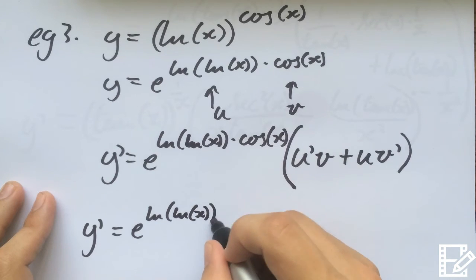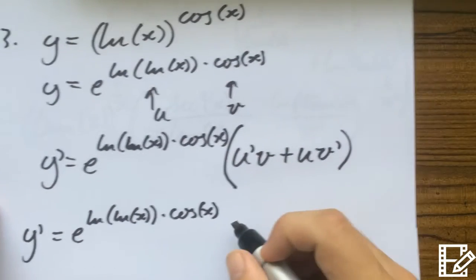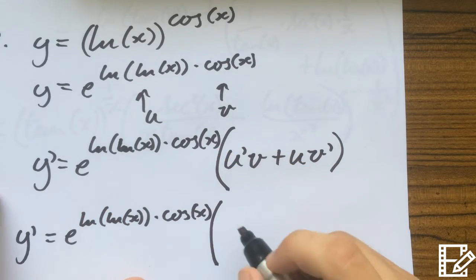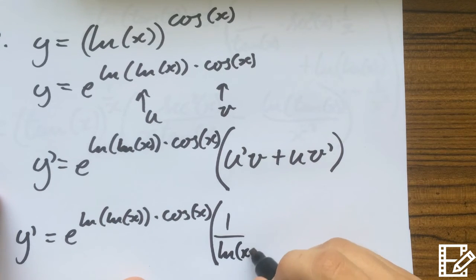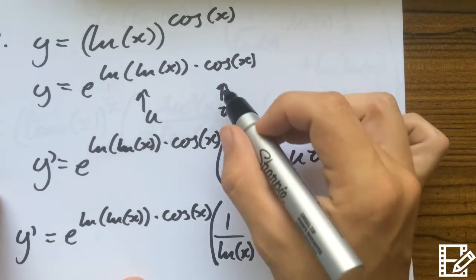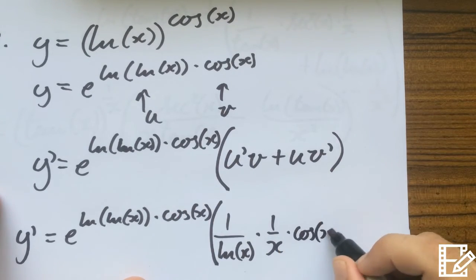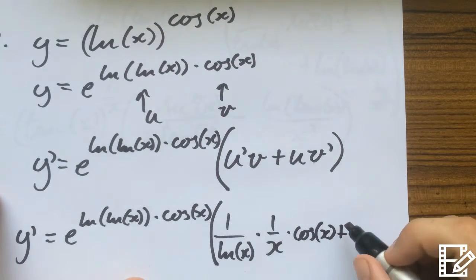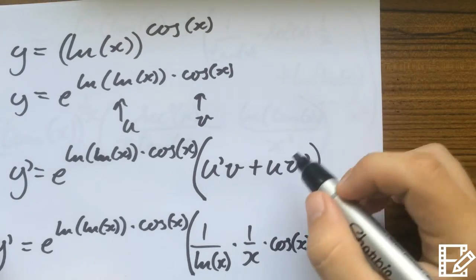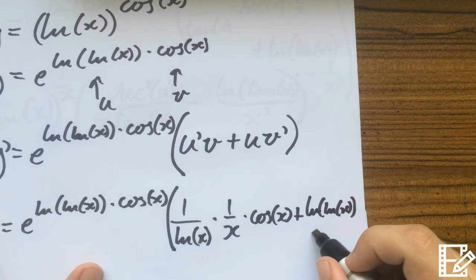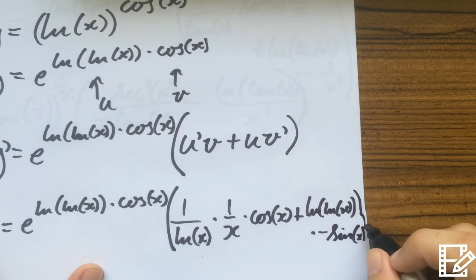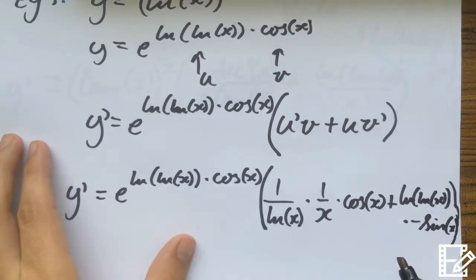I'll just rewrite this out again. Okay, so u dash, the derivative of ln of x is 1 over ln of x multiplied by 1 on x. Then we want to multiply by v. v is cosine of x, plus u, which is ln of x, running out of room again, multiplied by the derivative of cosine, which will be multiplying by negative sine x. Okay.